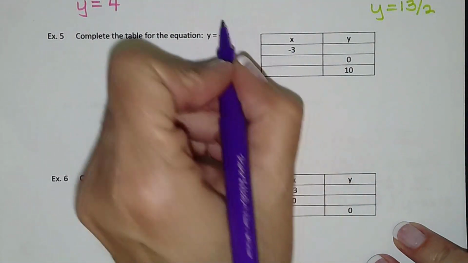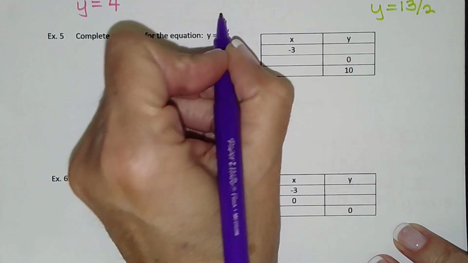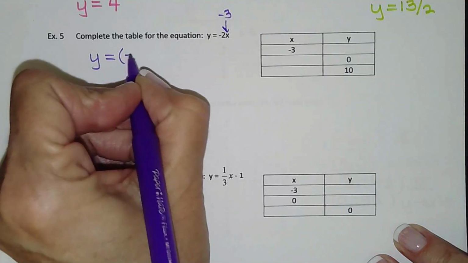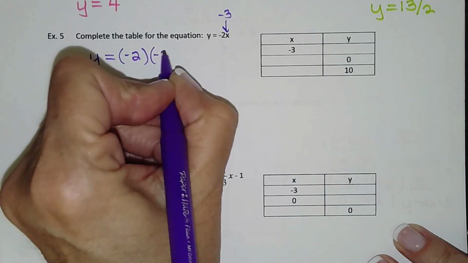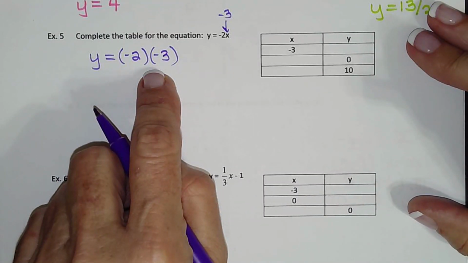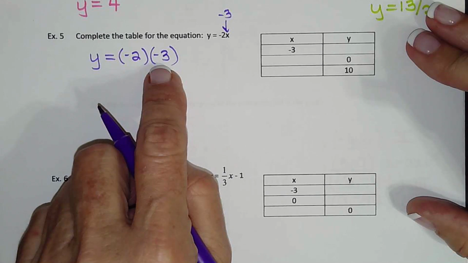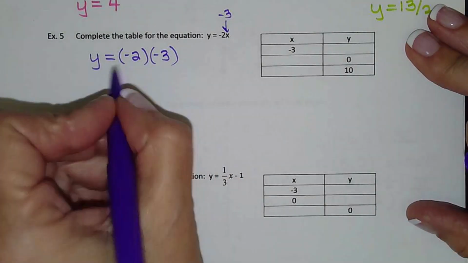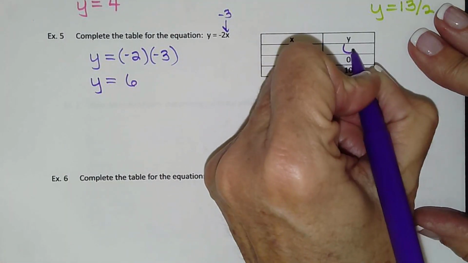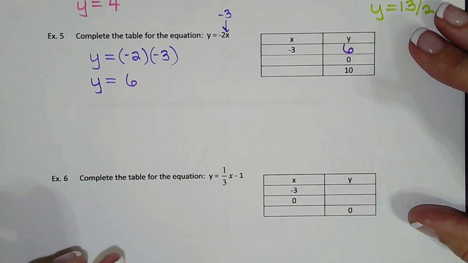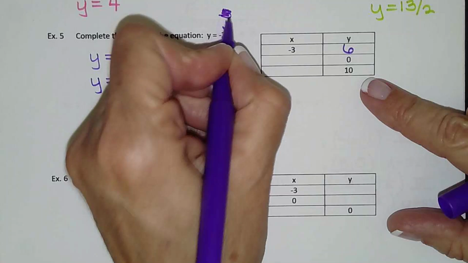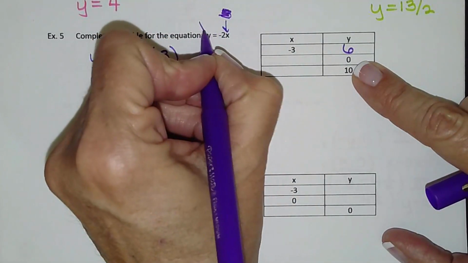For this first one, x is -3. So y equals -2 times -3. Remember how I said when they're negatives, you have to put them in parentheses so that you don't accidentally mix up and think it's subtraction. So we can see a negative times a negative, +6. First one's done.